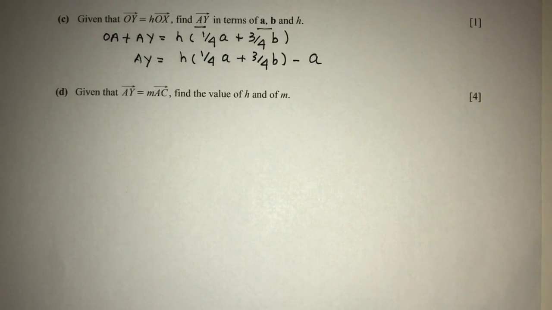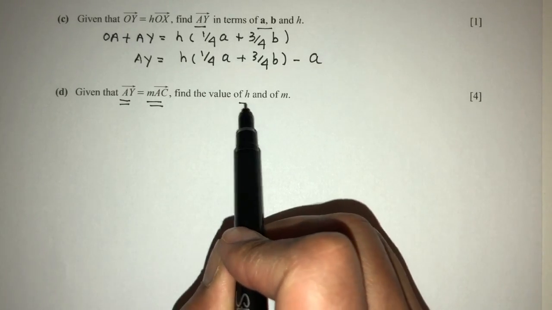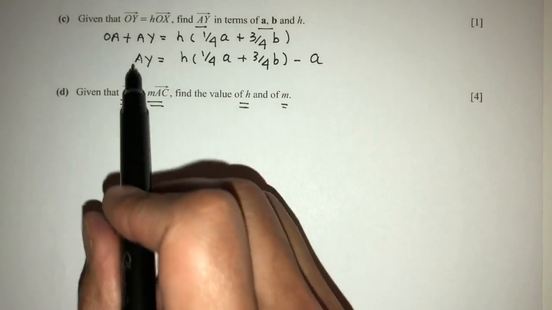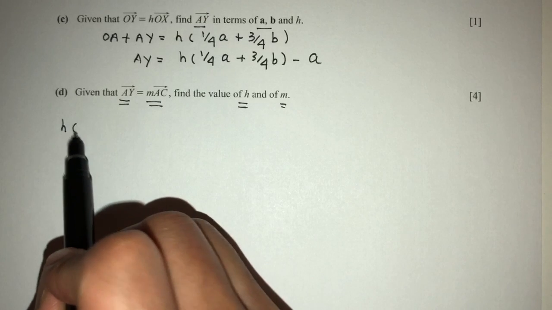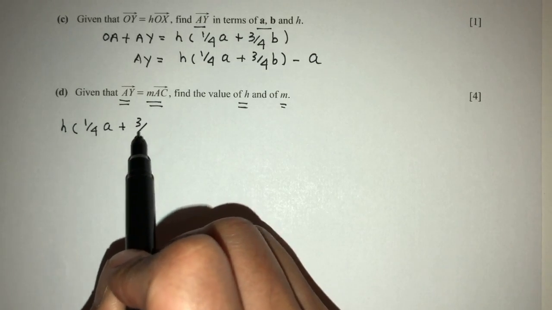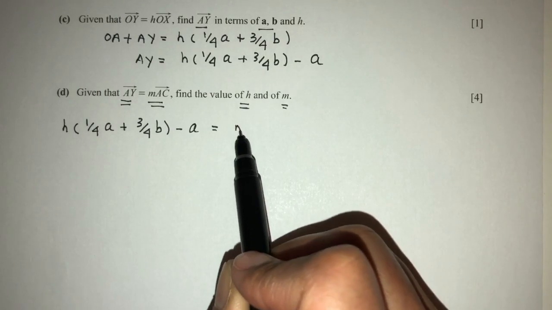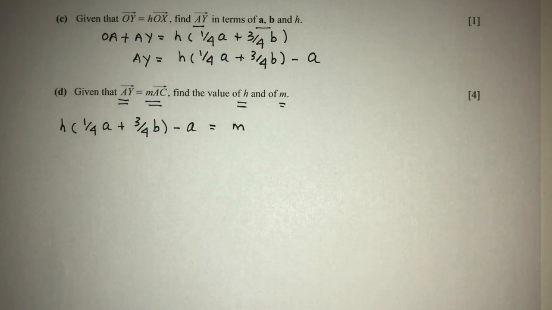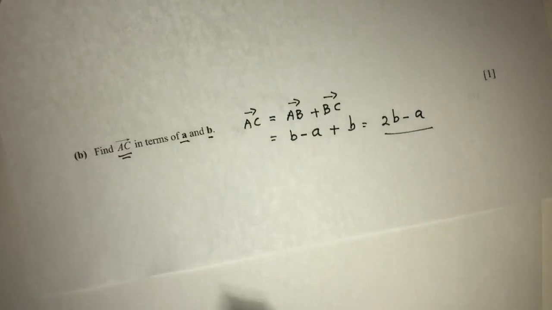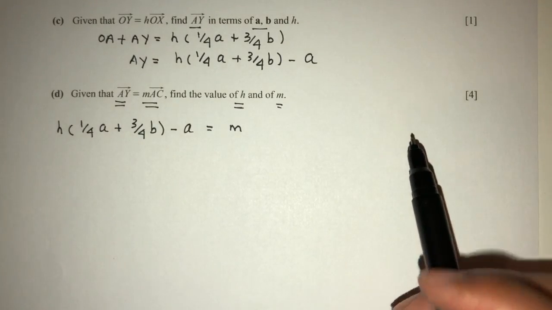Now for part D, given that AY is given by this, find the value of H and M. So AY is given by H times 1 over 4A plus 3 over 4B minus A, given by M times AC. Now, as you have seen from part B, AC is given by this one, 2B minus A.